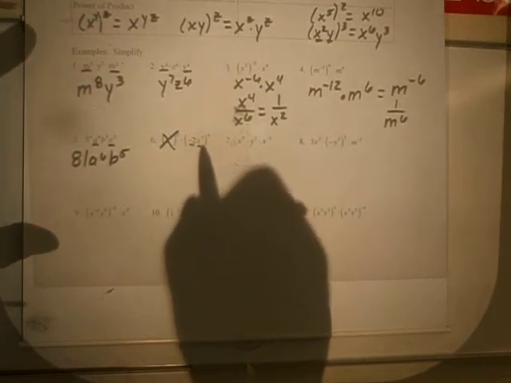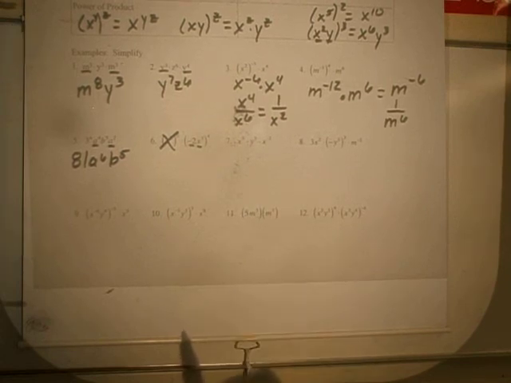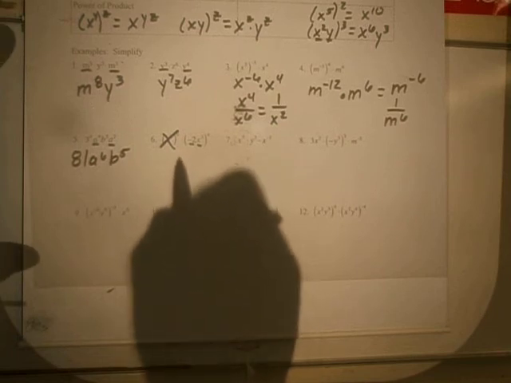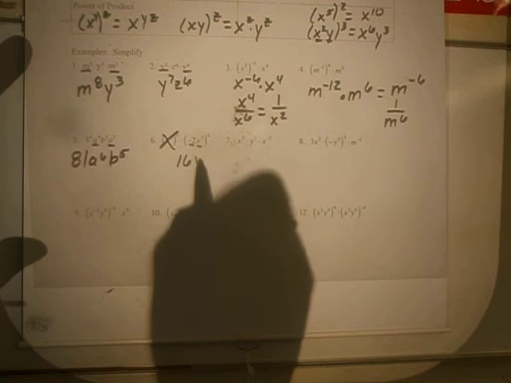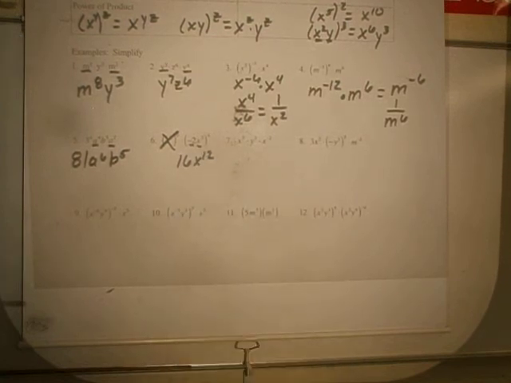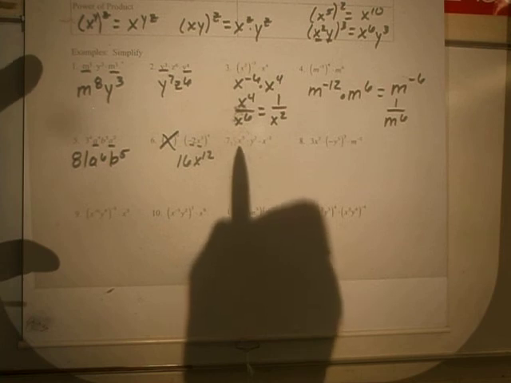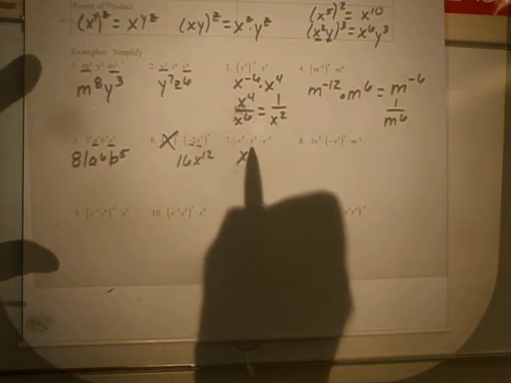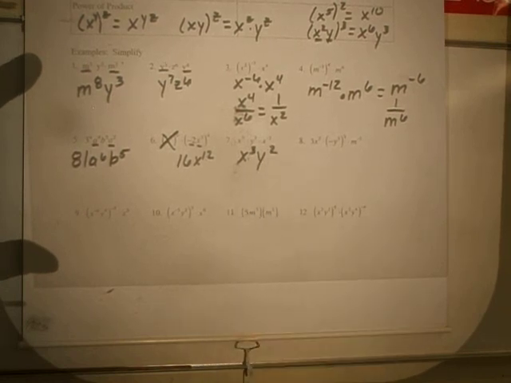We have 2 things inside these parentheses. The negative 2 to the 4th power is 16, and with the exponent to the exponent we multiply. So negative 16x to the 12th. Number 7, when we multiply we add exponents. X to the 5th, x to the negative 2 is x to the 3rd times y squared.